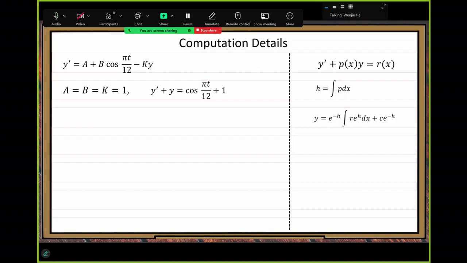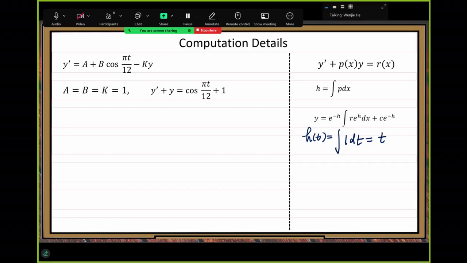First, the H function is easy to write. But our H is a function of t. So the integral of 1 dt equals t. We do not use a constant here. Why? The reason is we only need to find one H, one integrating factor. We want to pick the simplest H, and we don't want to add any constant to make it harder.